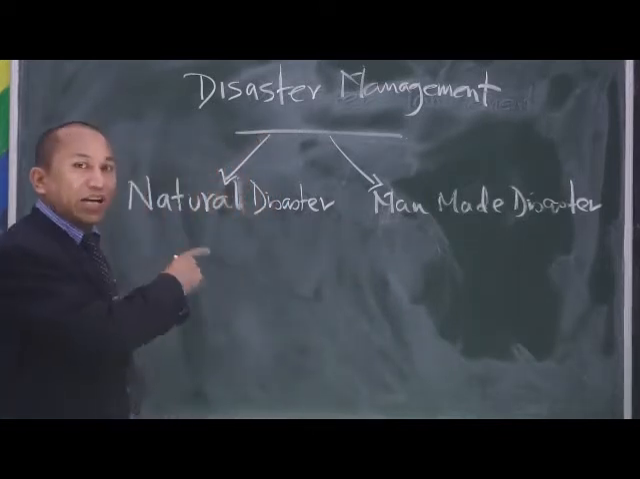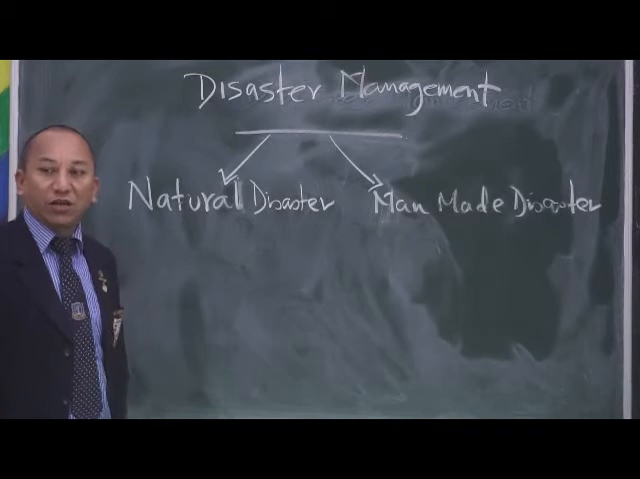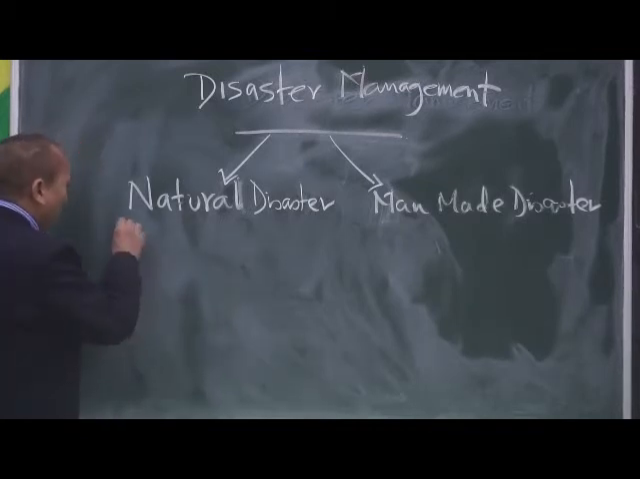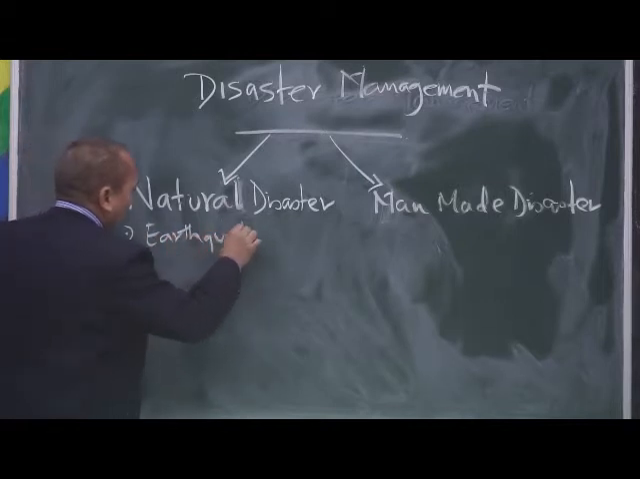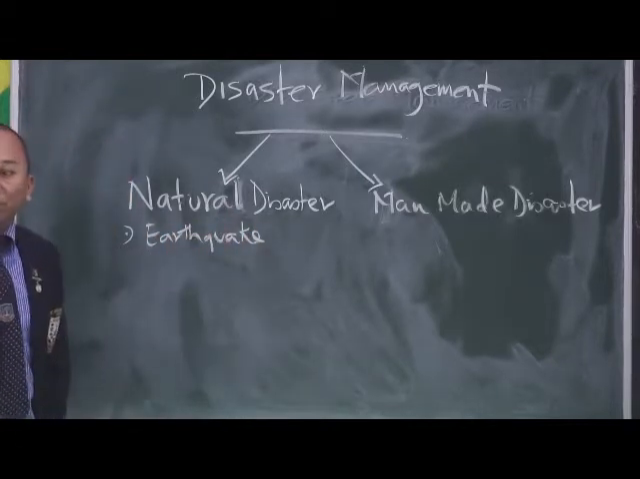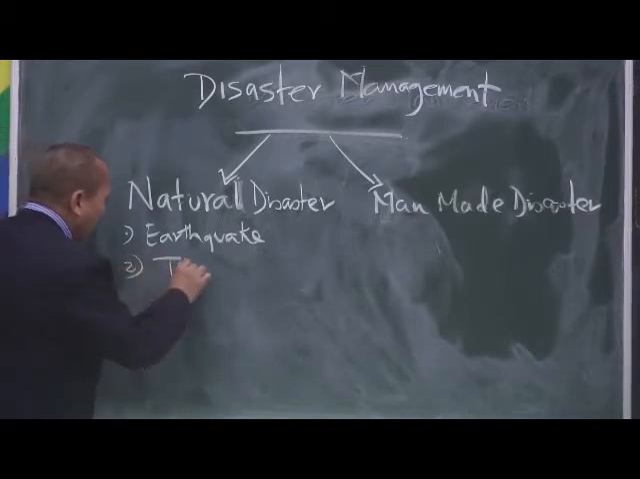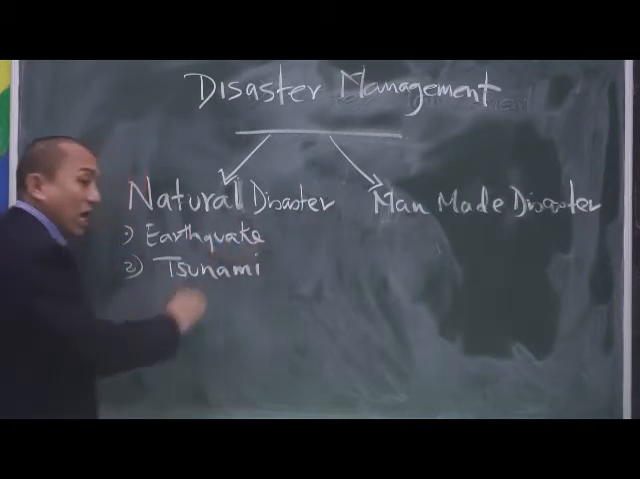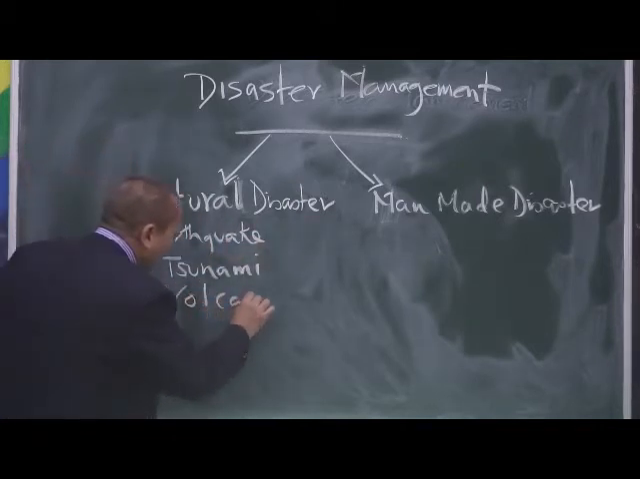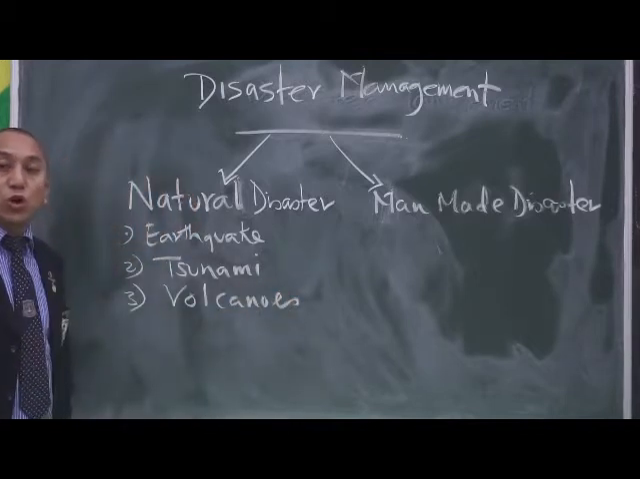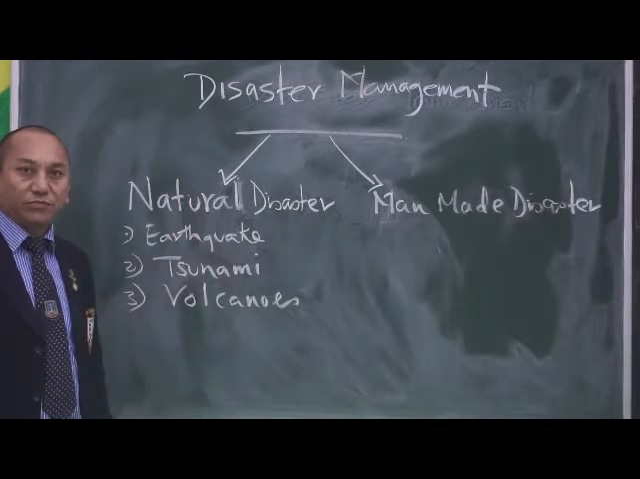Now, what are the natural disasters? What comes under natural disasters? Like we have, for instance, number one, earthquake. Earthquake is a natural disaster. Flood or tsunami. Tsunami. See, volcanoes. Volcanoes or volcanic eruptions. These are the natural disasters.